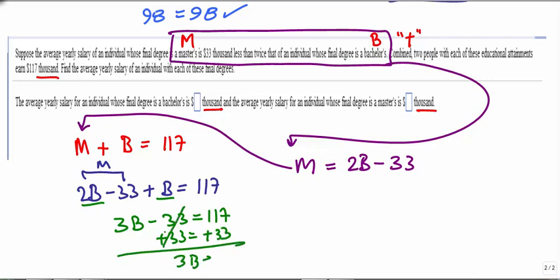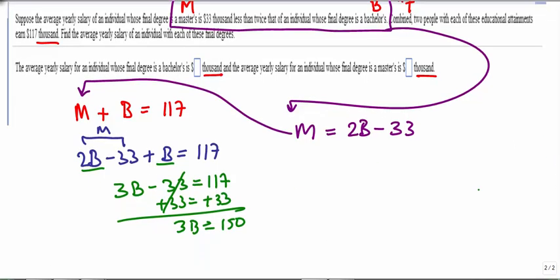Negative 33 plus 33 cancels. And then I have 117 plus 33 on the right, which is 150. Divide both sides through by 3. And I get the bachelor's person earns 150 divided by 3, which is 50,000. So if we come up here, the bachelor's would be 50,000.